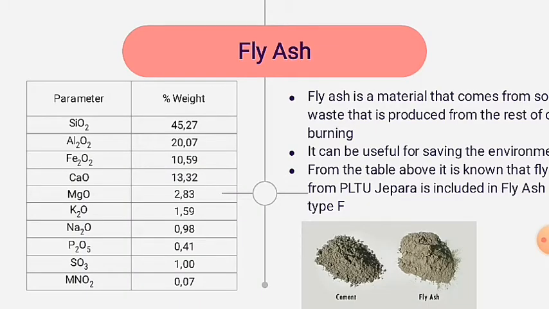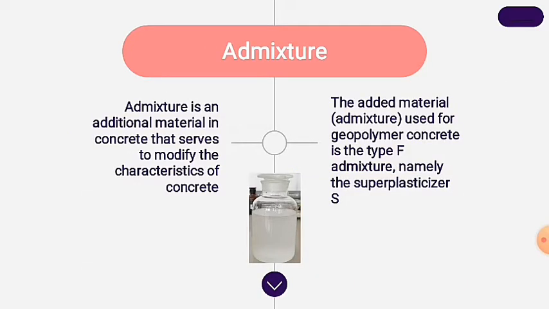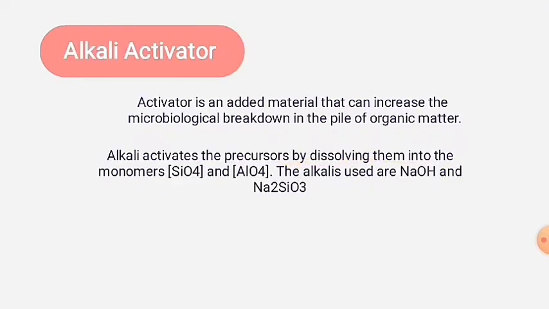Binder. Fly ash is a product from the residue of coal burning. It can be useful for saving the environment. And the second, rice husk ash, comes from the skin covering rice. Next, admixture is an additional material in concrete that serves to modify the characteristics of concrete. Alkali activator is an added material that can increase the breakdown process. The alkalis used are natrium hydroxide and natrium silicate.